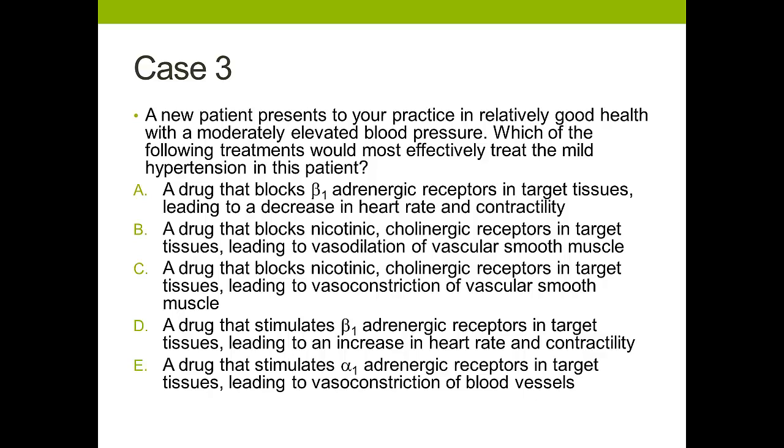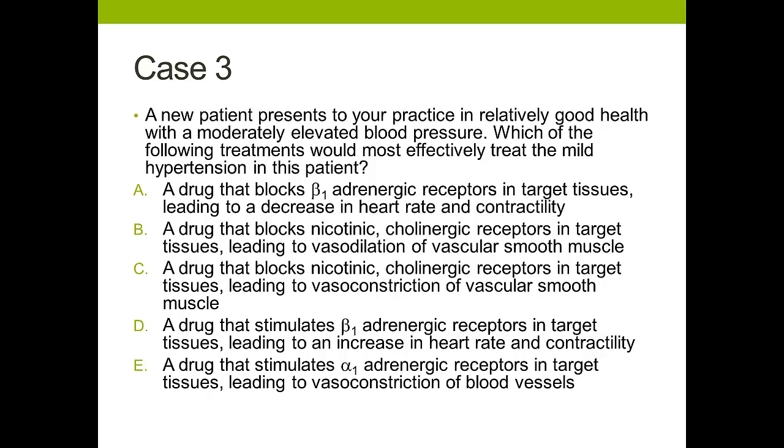Case 3. A new patient presents to your practice in relatively good health with a moderately elevated blood pressure. Which of the following treatments would most effectively treat the mild hypertension in this patient? A. A drug that blocks beta 1 adrenergic receptors and target tissues, leading to a decrease in heart rate and contractility. B. A drug that blocks nicotinic cholinergic receptors and target tissues, leading to vasodilation of vascular smooth muscle.